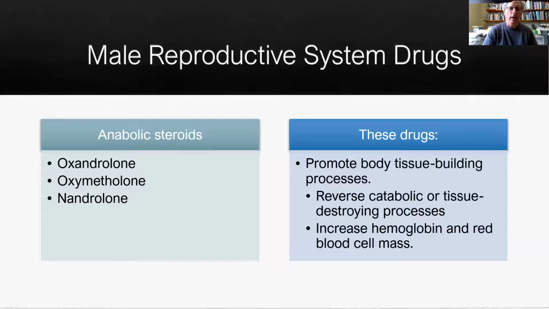Let's move on to androgens for male reproductive system drugs. These include the anabolic steroids oxandrolone, oxymetholone, and nandrolone. These drugs are used illicitly by weightlifters. Medically, they're used to promote tissue-building processes and reverse catabolic or tissue-destroying processes, and to increase hemoglobin and red cell mass.